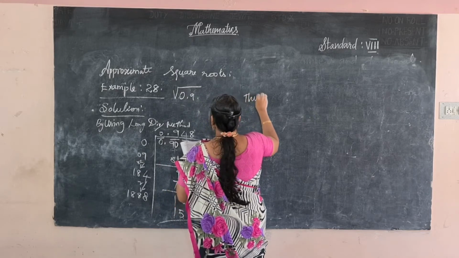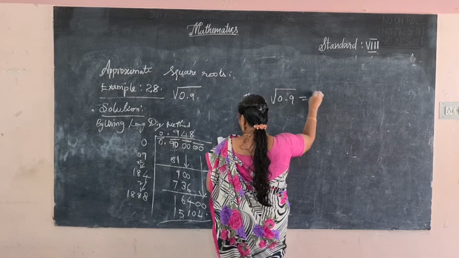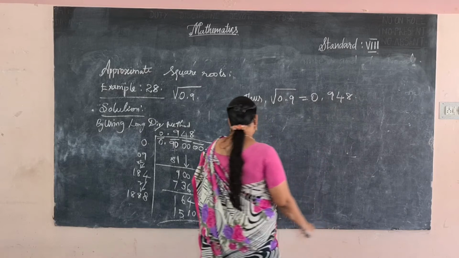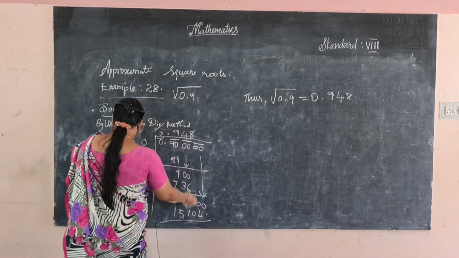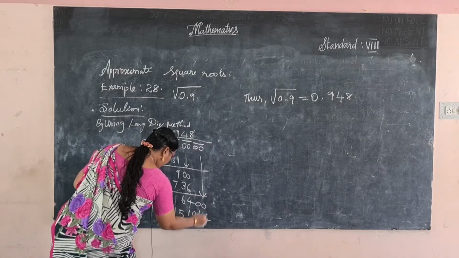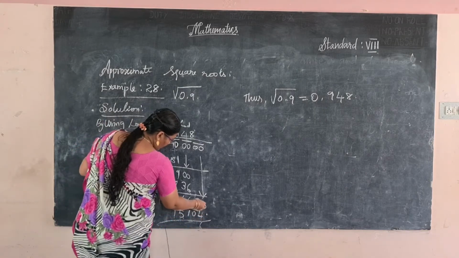Thus the square root of 0.9 is equal to 0.948. Okay, this is an approximate value. You can calculate more, okay, so it goes on endlessly.